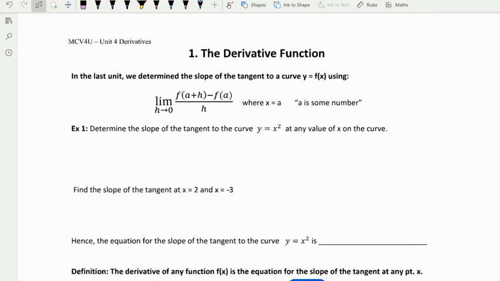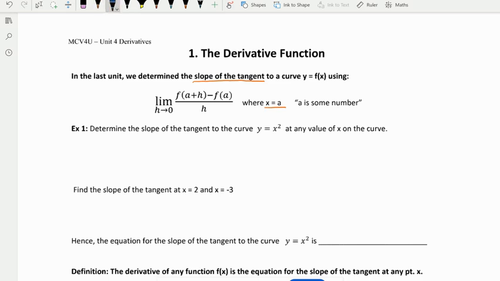So in the last unit we looked at the slope of the tangent to the curve, any type of curve, and we used this definition for specific points, so specific x values that we looked at last unit. But now we're going to look at just general forms, general derivatives for any points on the curve.